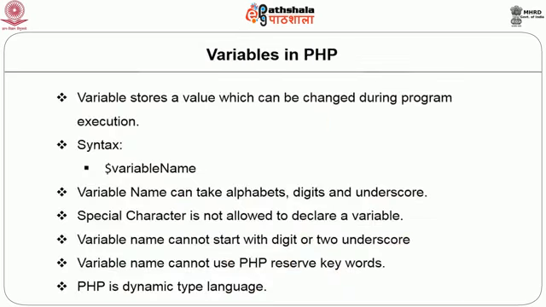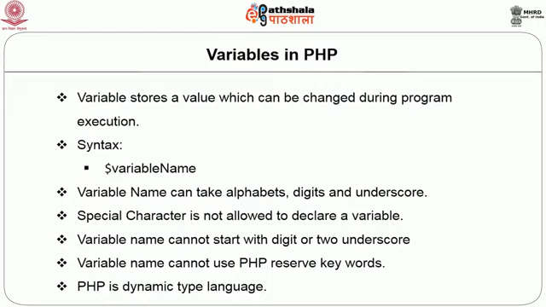Now how to define a variable in PHP? To define a variable in PHP you have to use the $ sign and then the variable name. The variable name can take alphabets, digits, and underscore, but the first character must not be a digit. Any reserved keyword you cannot use for a PHP variable. Special characters are not allowed to declare a variable.